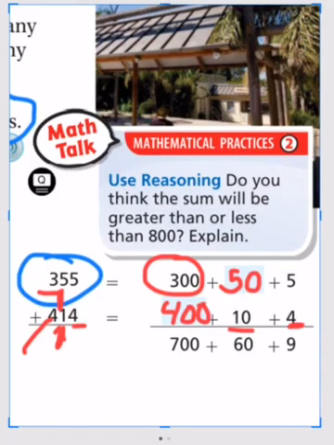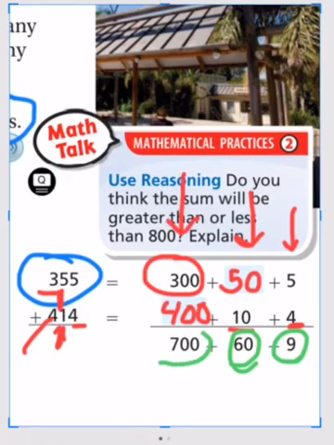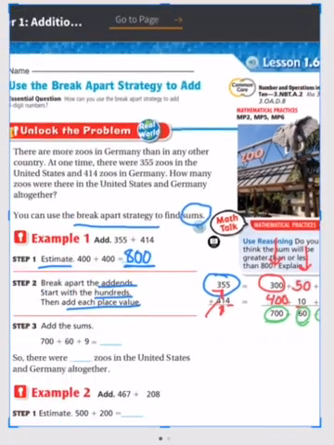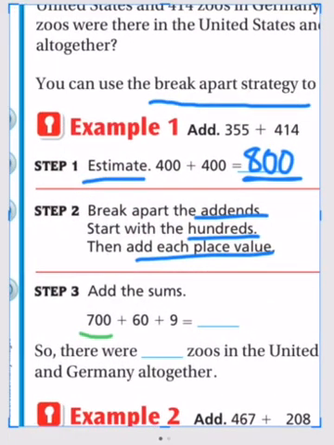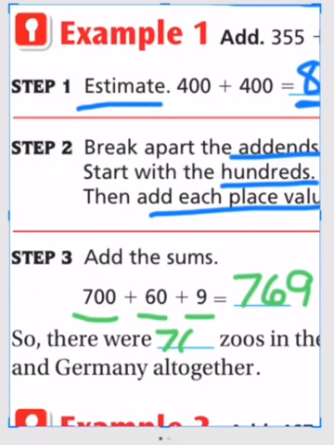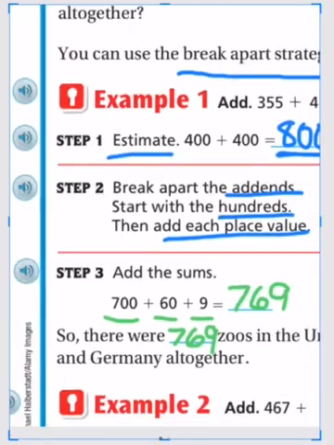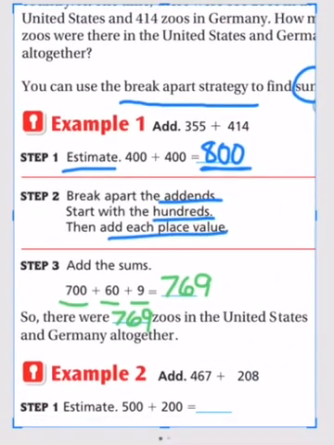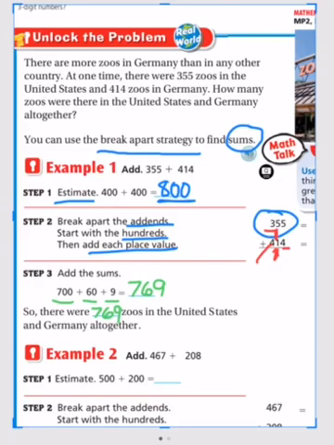So we broke it apart, each addend, and now we can add those up. We add the ones column, and 5 plus 4 is 9. We add the tens column, 50 plus 10 is 60. And we also add the hundreds column, 300 plus 400 is 700. Then we take those three and add them up. 700 plus 60 plus 9. And the total is 769. So there were 769 zoos in the United States and Germany altogether. And not only that, but 769 is fairly close to our estimate of 800.